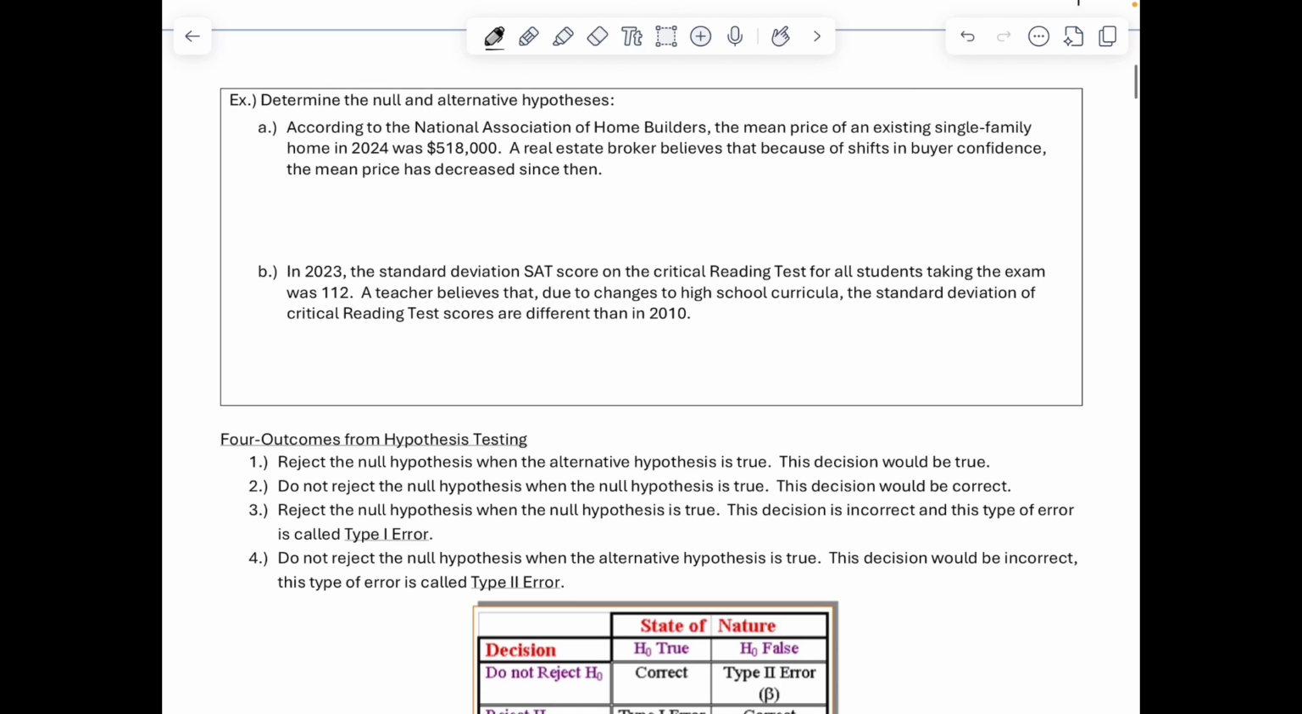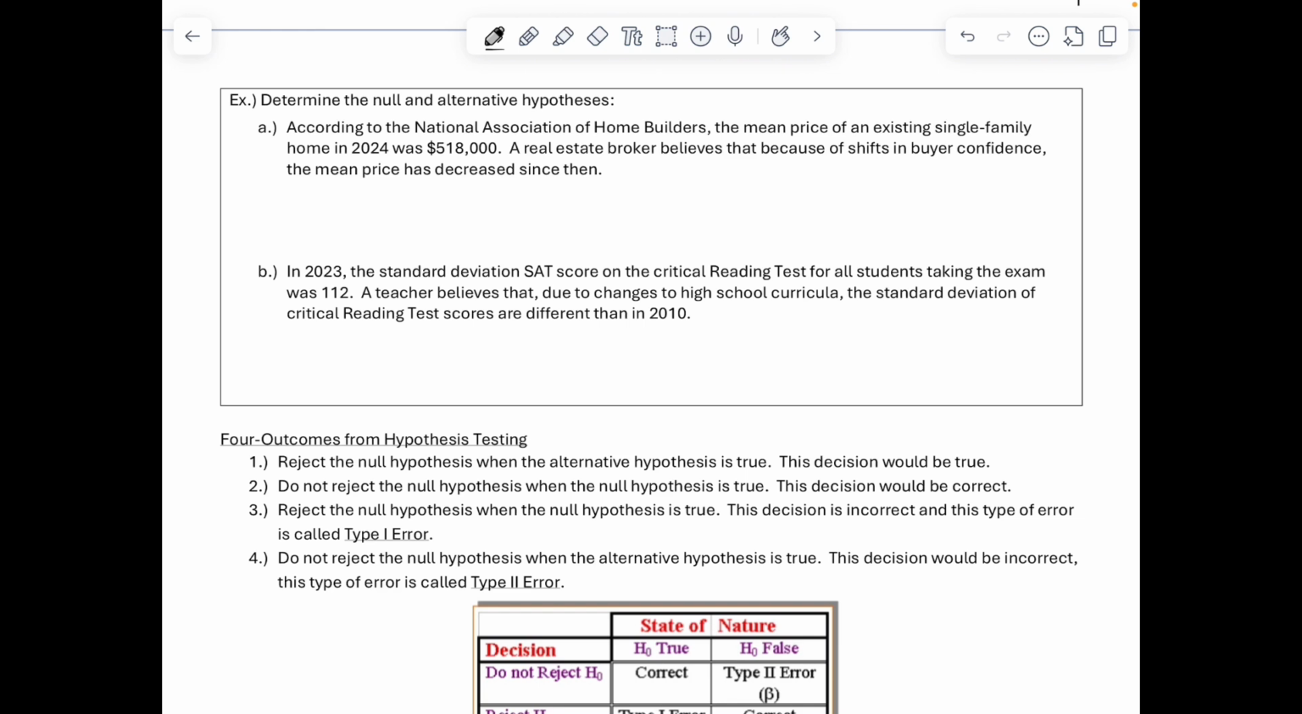At the top of the next page, we have another example that determines the null and the alternative hypotheses. So this time we're going to be coming up with this by ourselves. And so carefully read the problem, and you're going to be looking for keywords that would indicate what the parameter is, and then also what type of test it would be, if it's left-tailed, right-tailed, or two-tailed.